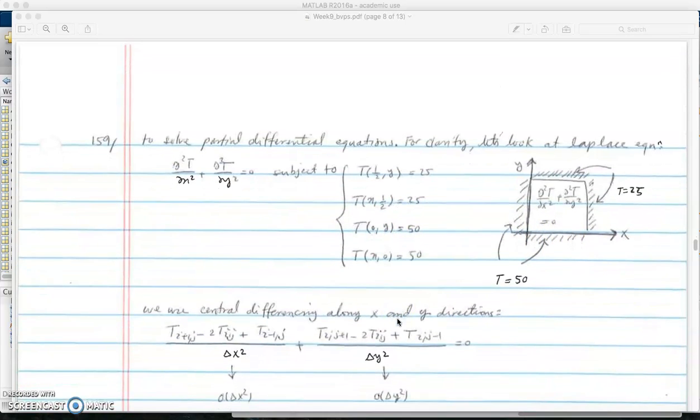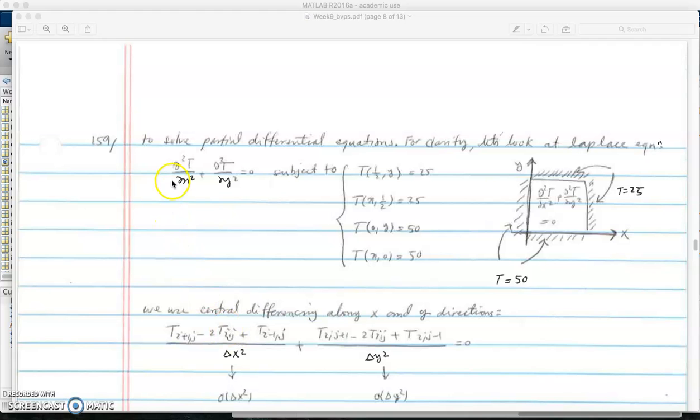The way we do this is we use central difference for each term. For the first term, we apply the central difference. Note that because we have two spatial coordinates x and y, we have two indices, i and j. Think of i as the index for x and j the index for y. So Tij means temperature at x equal xi and y equal yj.